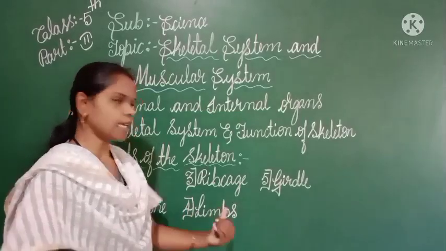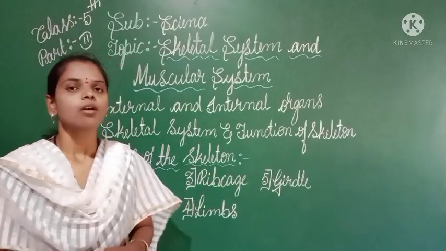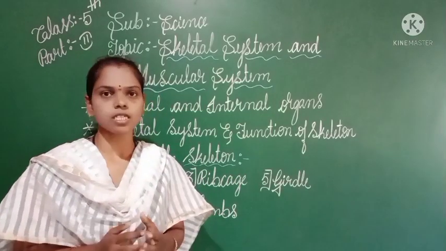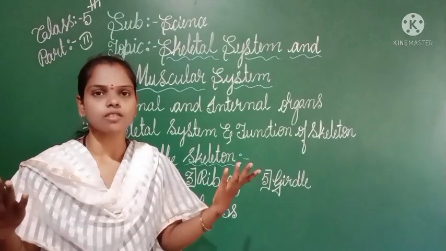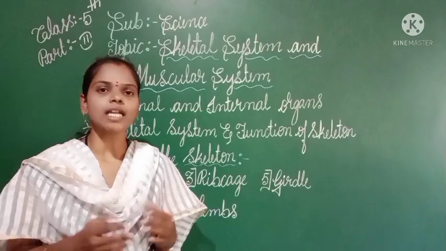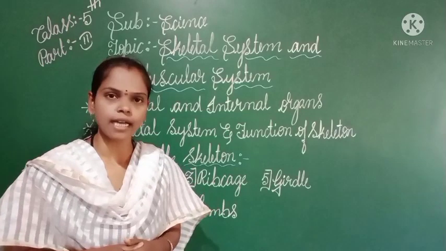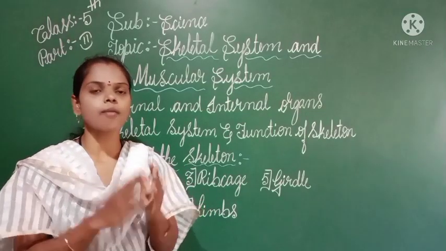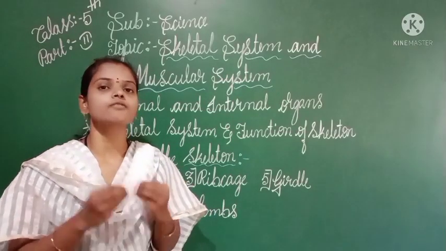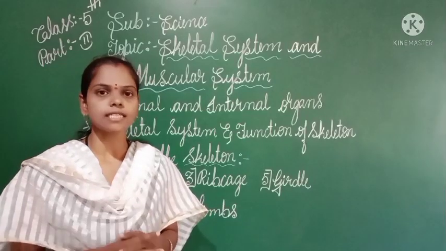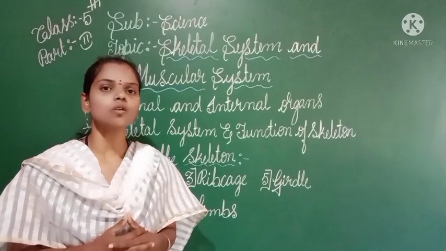The next point is limbs. Dear students, limbs are nothing but arms and legs. We have 2 kinds of limbs, upper limbs and lower limbs. The upper limbs are nothing but our arms, and the lower limbs are nothing but legs. Upper limbs contain the shoulder, hands, palm and fingers. The fingers are made up of smaller bones, and the palms and hands have 2 long bones.